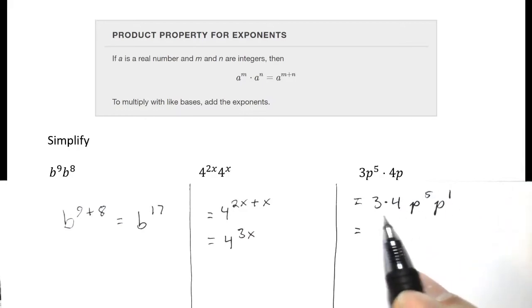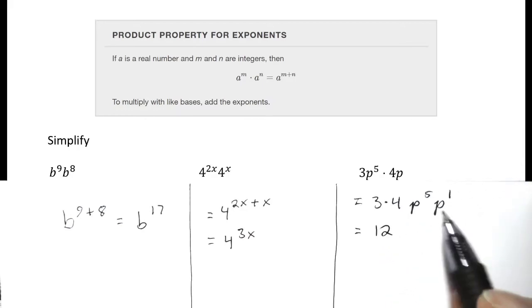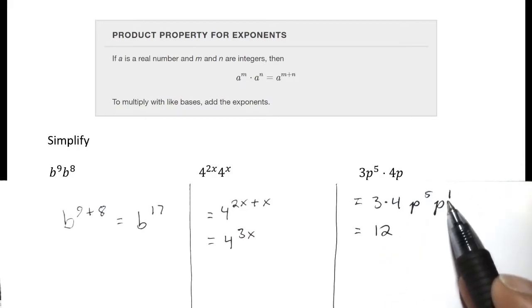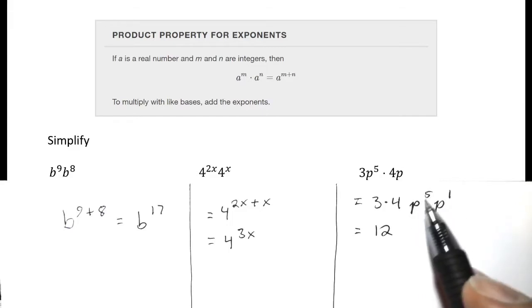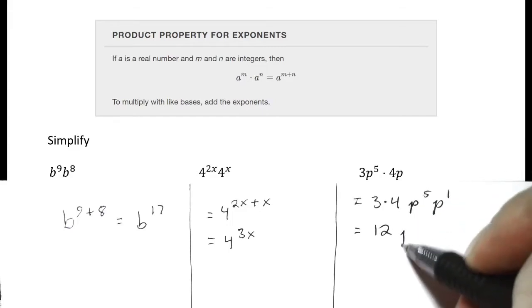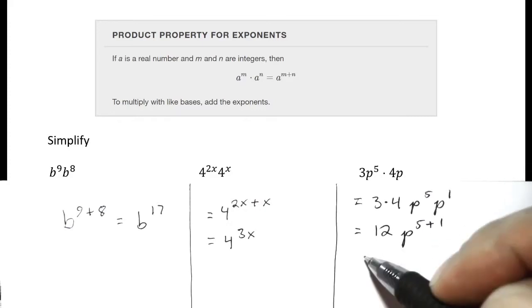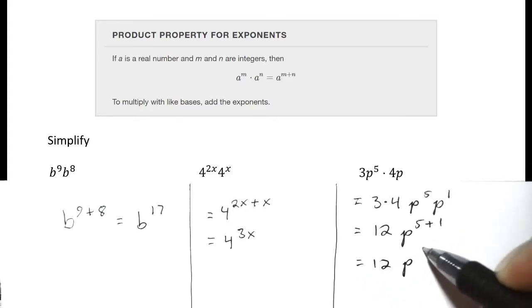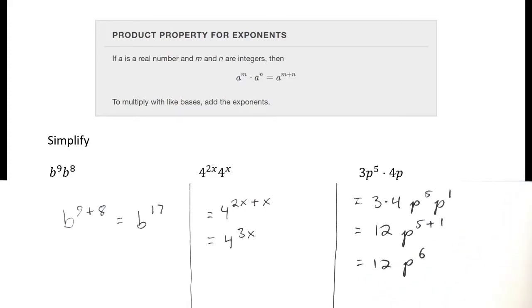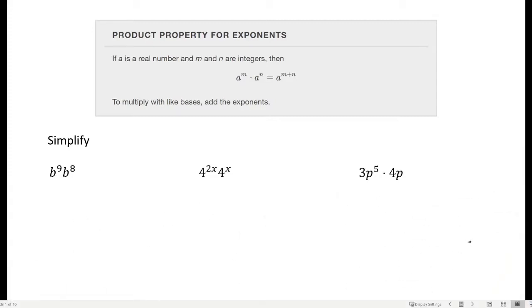Now let's simplify things. 3 times 4 is 12. p to the 5 times p to the 1. These have the same bases, so I add the exponents. And simplifying, we see that's 12p to the 6. Okay, cool. Let's move along.